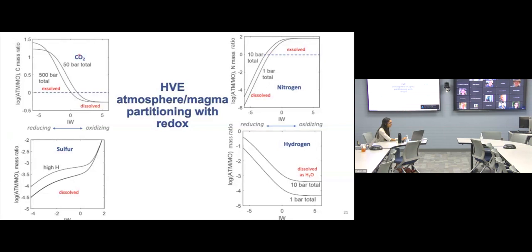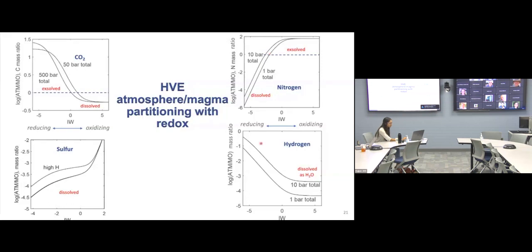So carbon is in the first plot, and at reducing conditions, carbon prefers to be exsolved in the gaseous phase as CO2. But as conditions become more oxidized, it will increasingly dissolve into magmas. Sulfur prefers to be dissolved into magmas at all conditions that were considered. Nitrogen is dissolved in magmas at reducing conditions, but becomes increasingly exsolved into the atmosphere at more oxidizing conditions.